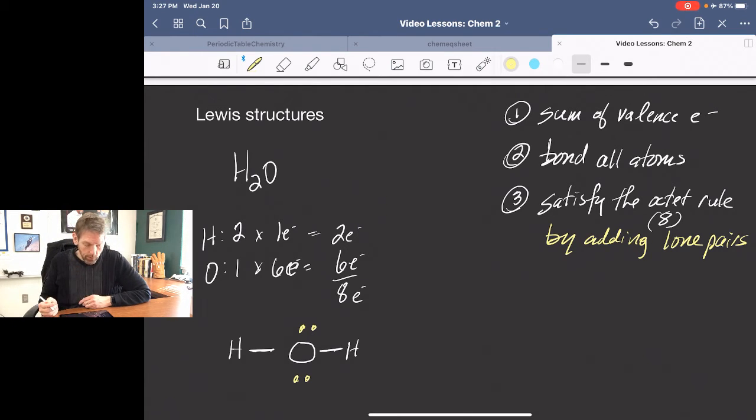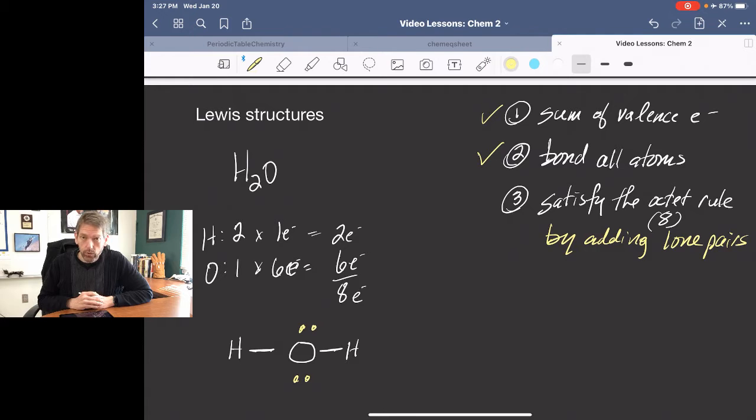So rule 1, sum the valence electrons. Do we have 8 electrons total? Well, there's 2 here, 2 here, 2 here, and 2 here. That's a total of 8 electrons. Check. Rule 1 is good, all right? So rule 1 is good to go. Bond all atoms. All the atoms are bonded.